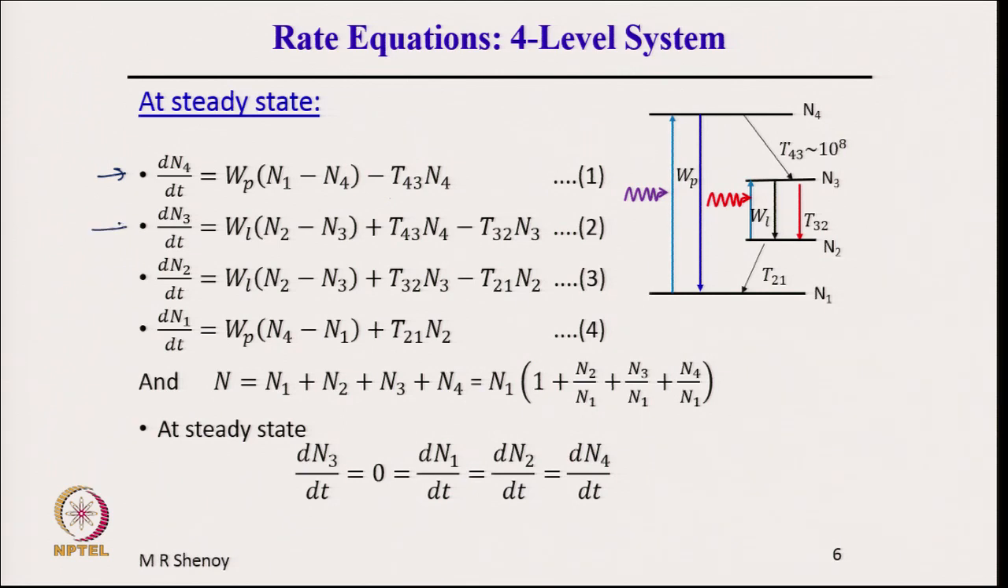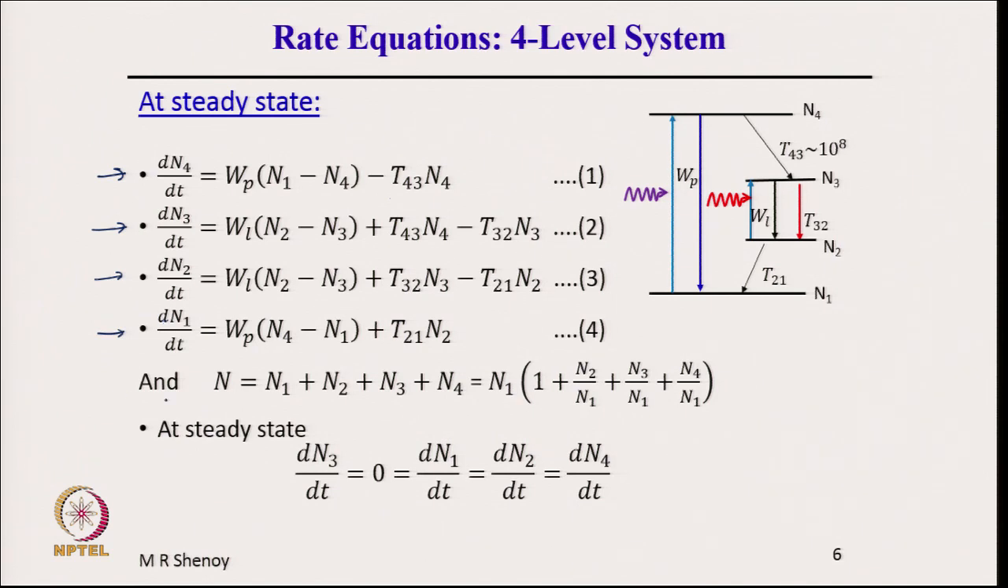If we write dN3 by dt, then we have Wp of course. So, we have WL here. N3 will increase because of WL, N3 will increase because of this, N3 will decrease because of WL into N3 here, and N3 will decrease because of the spontaneous transitions. So, we have 1 positive term and 2 negative terms. Similarly, we can write the rate equations for all the levels.